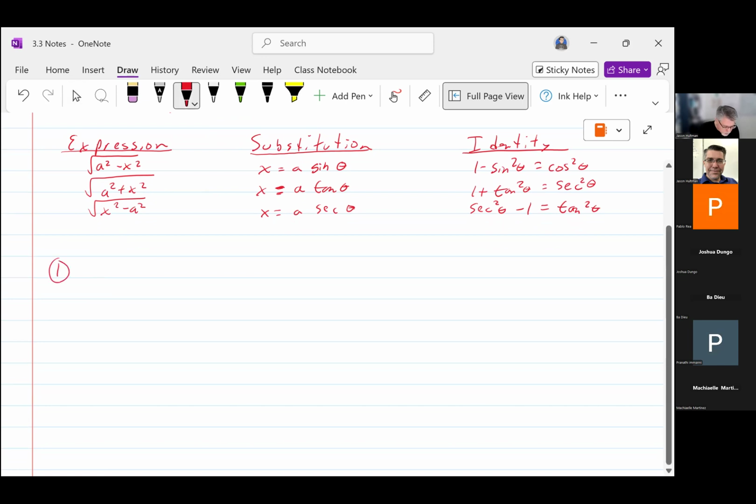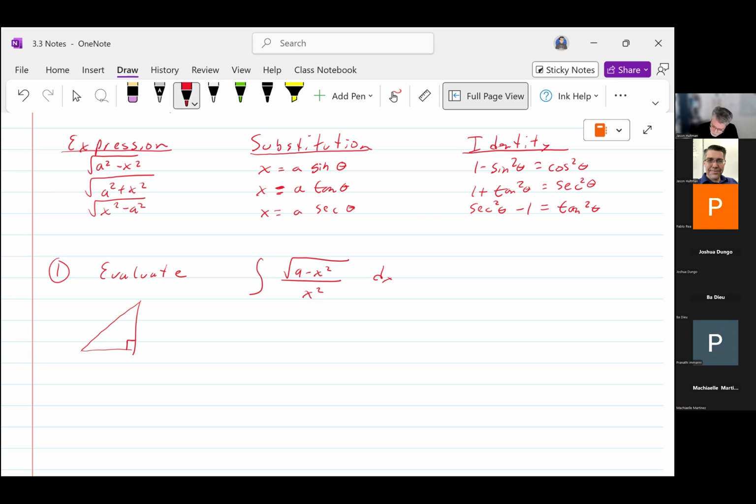So let's jump right in. Let's try to evaluate this integral, the square root of 9 minus x squared all over x squared dx. Okay, this looks like expression number 1, where I've got a squared minus x squared. Say that I didn't remember what to substitute in, I can actually get these values from a right triangle and looking at the Pythagorean theorem.